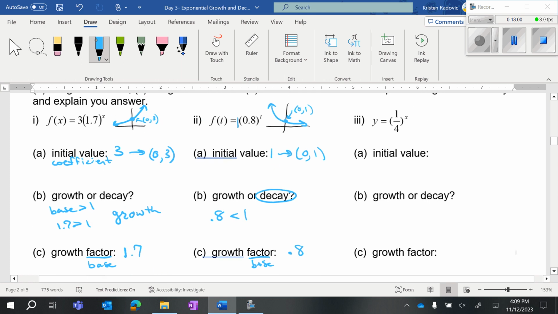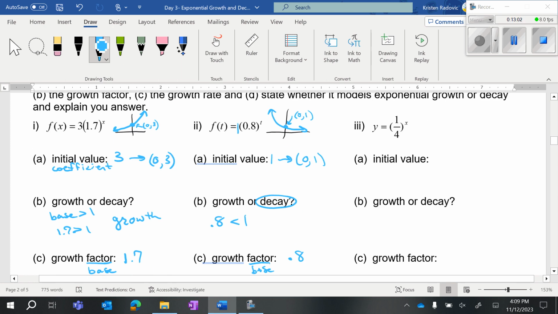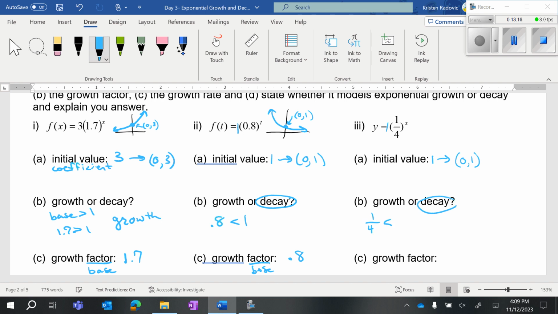Let's try the next one. Your initial value is still a 1. So the coefficient is 1, so the coordinate of the initial value is (0, 1). This is a decay function because 1/4 is less than 1. So this function is going downwards.